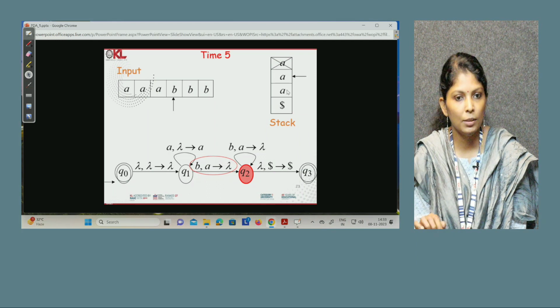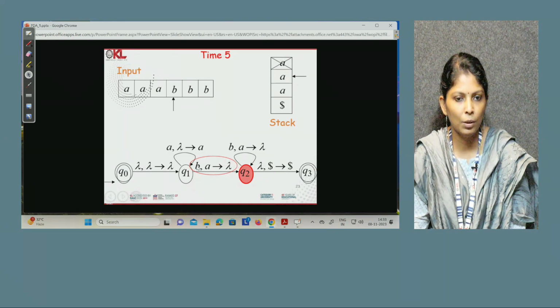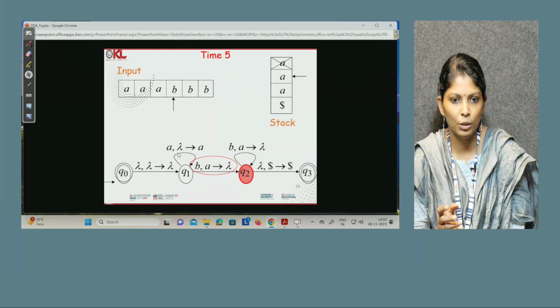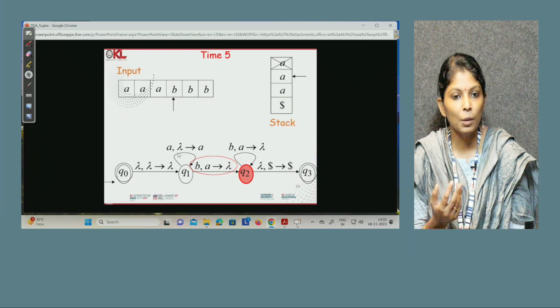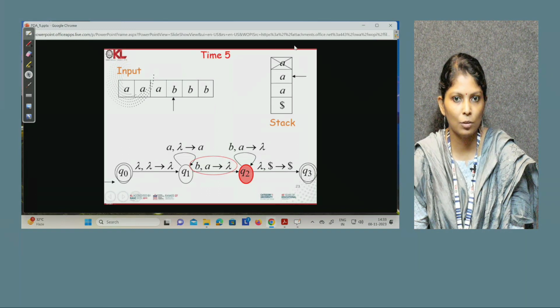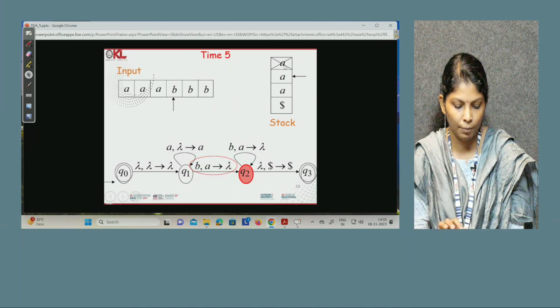Then we read B. When we get the input as B, what happens? We have to take this transition to Q2. So the current state is Q2. And what this transition says, whenever we find B, if the stack top is A, we have to pop it out. We need not push anything again. We are popping out A. So whenever we find B, we have to pop one A from the stack. So this A has been popped out.